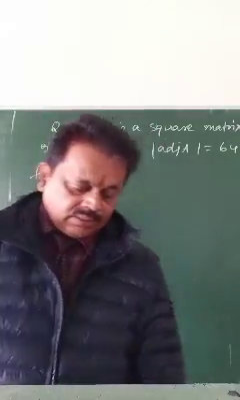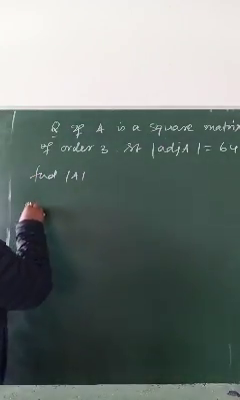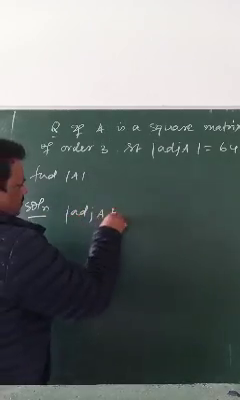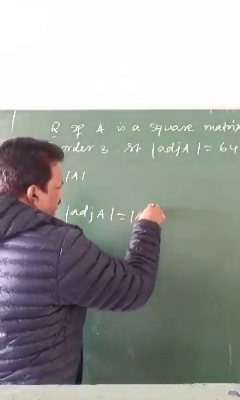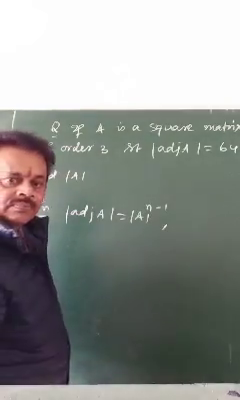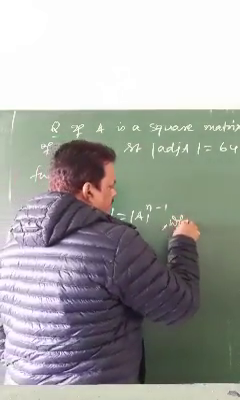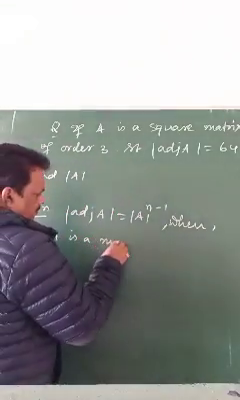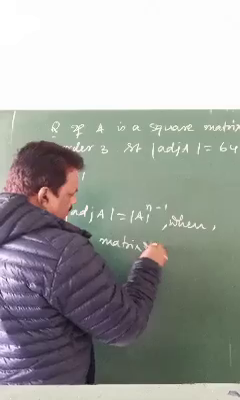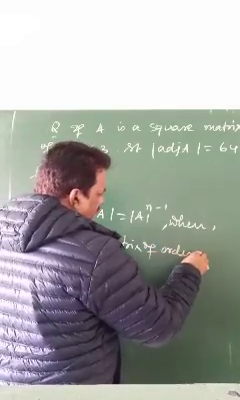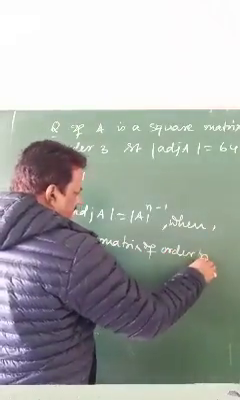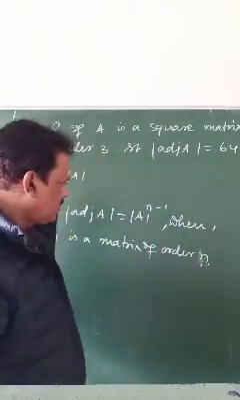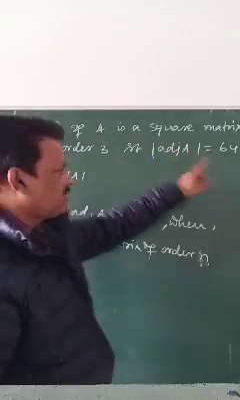Okay, now I think if you remember the formula I am writing for you: determinant of adjoint of A equals determinant of A to the power n minus 1, when A is a matrix of order n. This is the formula I am writing for you, so you have to remember it. We will have an application here.